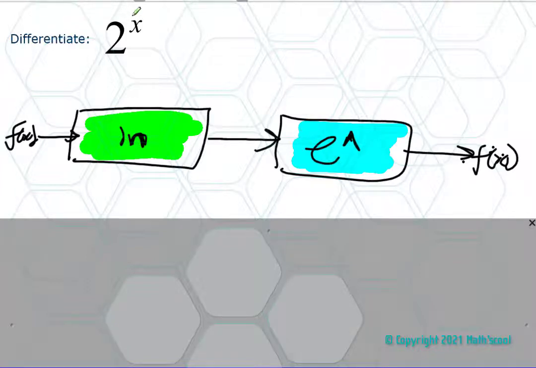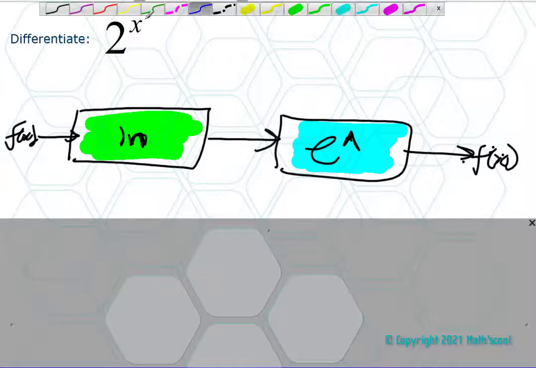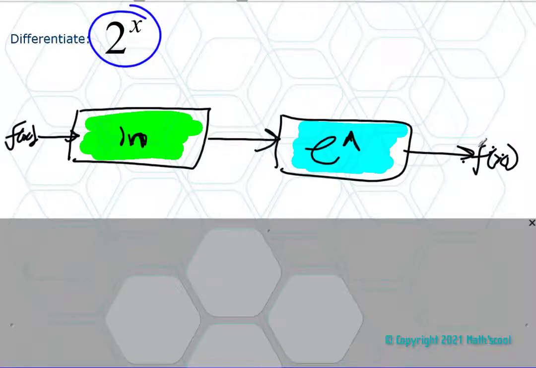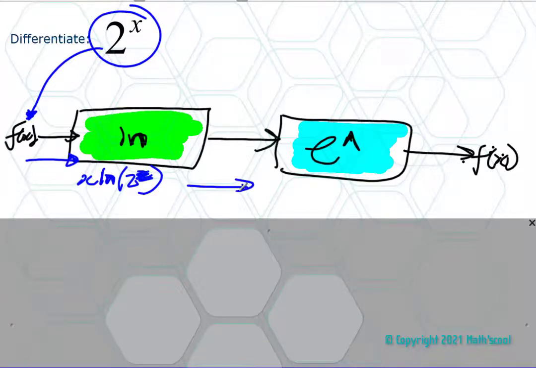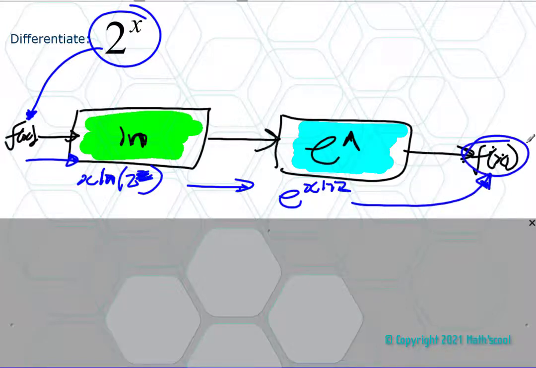So let's chuck this into our machine and see what it comes out as. Of course, we know it's going to come out as 2 to the x. It's going to come out unchanged. Let's chuck it in. Okay, so put it in there. Okay, we've got to take the ln of it. ln of 2 to the x. Well, we can use that property of logs, which is to bring that x down there. Okay, that's nice. And then we're going to do e to the power of all of that. So e to the power of x ln 2. And then it comes out the other side and it's the same.